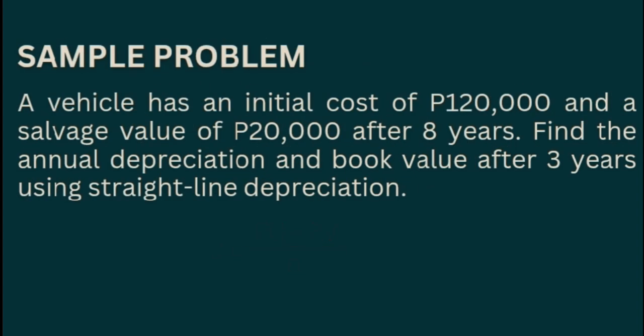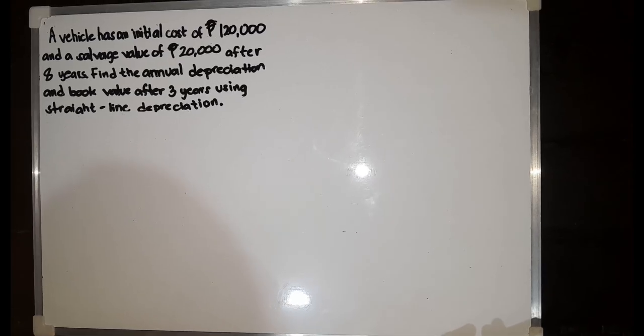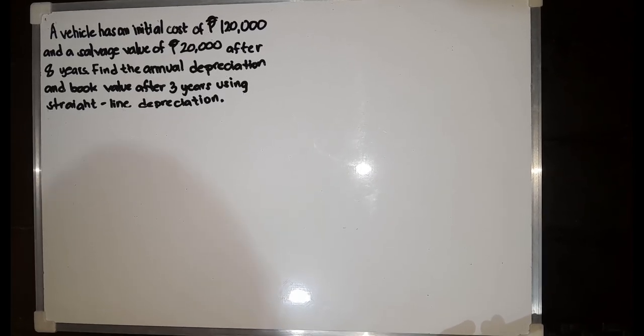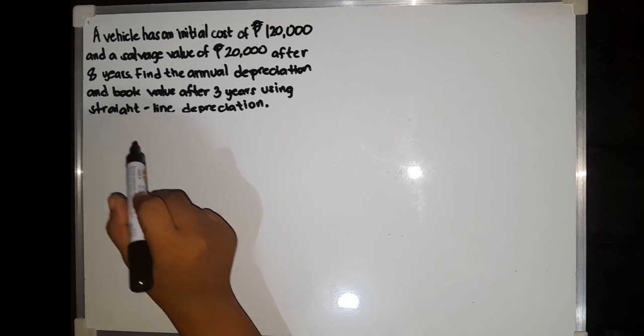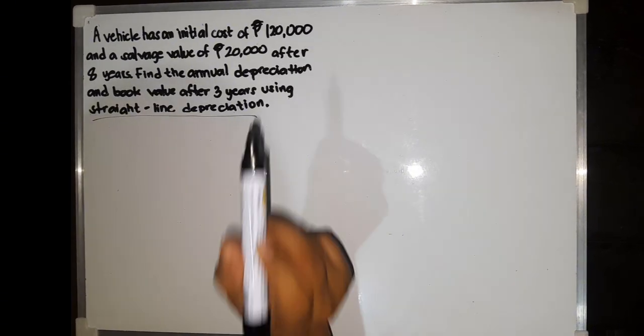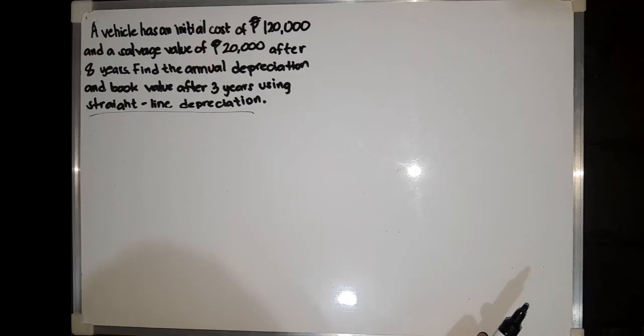Here we have a sample problem: a vehicle has an initial cost of 120,000 pesos and a salvage value of 20,000 pesos after 8 years. Let's find the annual depreciation and the book value after 3 years using straight line depreciation. For this example, I will use the straight line method of depreciation as it was stated in the problem.